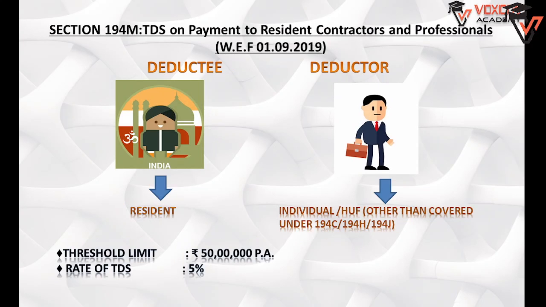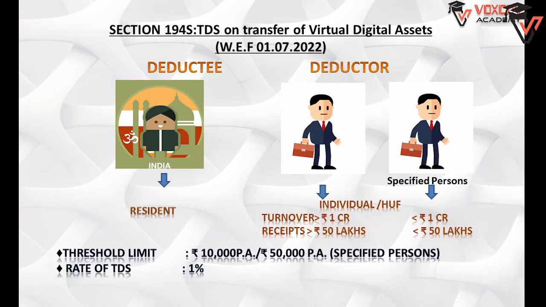Next section was 194M, which is TDS on payment to resident contractors and professionals. Again, deductee is a resident, but deductor is any individual other than those covered under 194C, 194H and 194J, that is contract, brokerage and professional. Threshold limit was 50 lakh per annum and the rate of TDS was 5%.